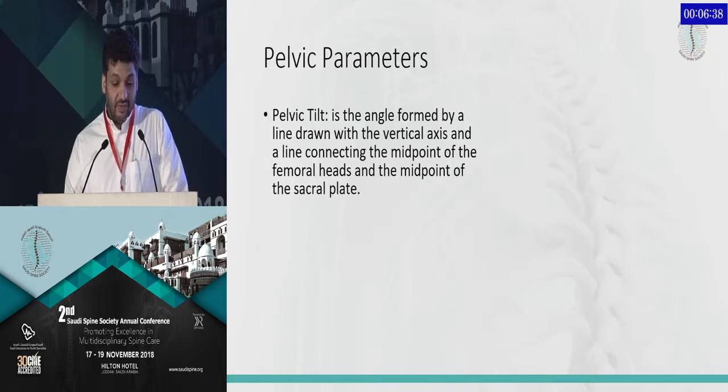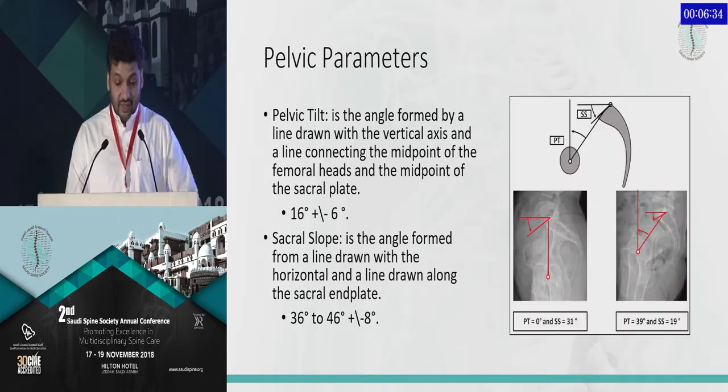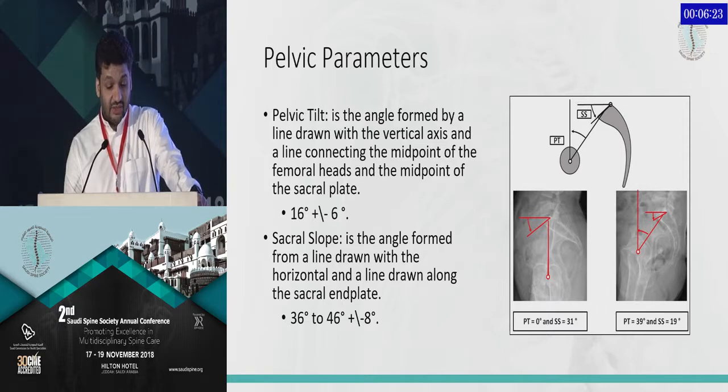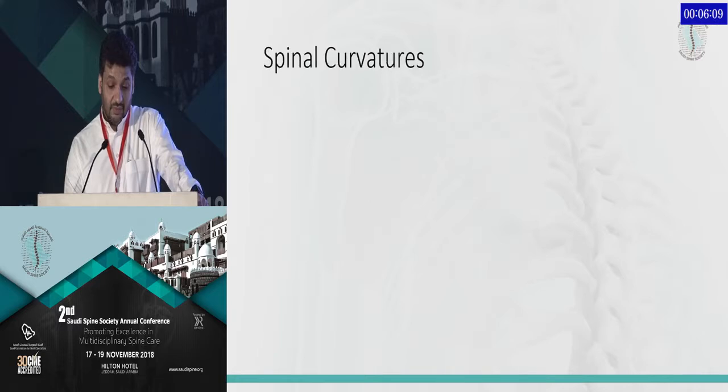Another pelvic parameter is the pelvic tilt. The angle is formed by a vertical line drawn from the axis at the midpoint of the femoral head, and it usually averages 16 degrees plus or minus 6. Sacral slope, again, is formed by a horizontal line drawn along the sacral end plate. It varies from 36 to 46 plus or minus 8, depending on which literature we read. So the main thing is pelvic incidence equals pelvic tilt plus sacral slope.